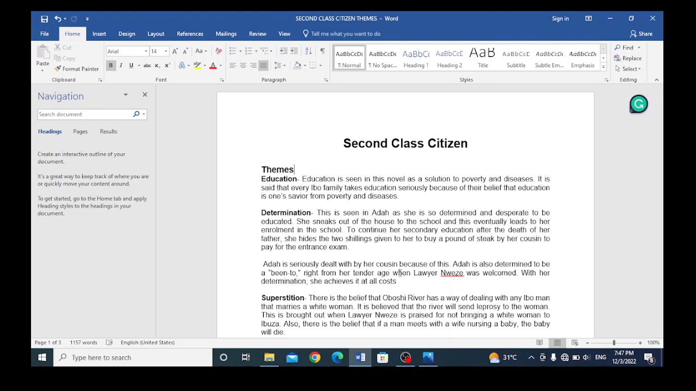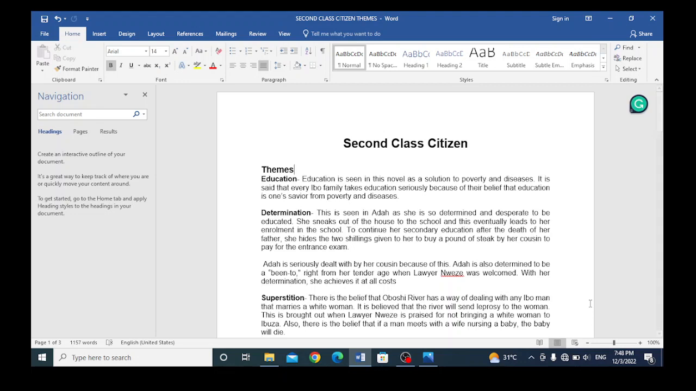Another point is determination. This is seen in Ada as she is so determined and desperate to be educated. She sneaks out of the house to the school, and this eventually leads to her enrollment in the school. To continue her secondary education after the death of her father, she hides the 2 shillings given to her by her cousin to buy a pound of stick, to pay for the entrance exam. That shows the level of determination of Ada in the text.